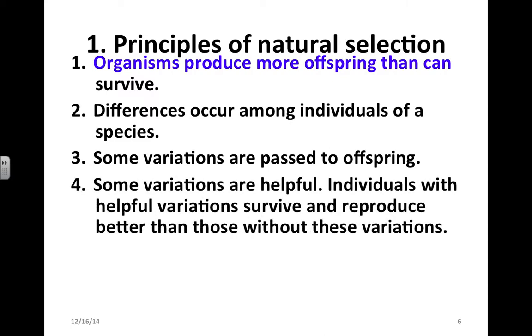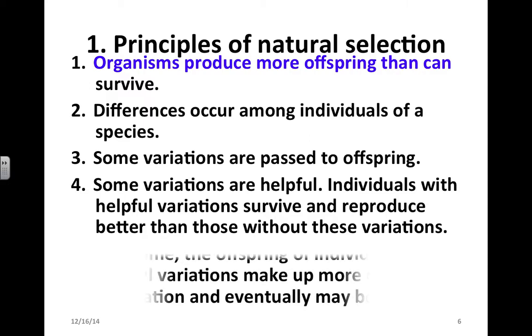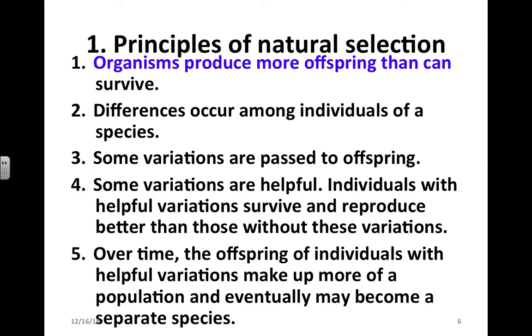And then some of these variations are helpful. Which ones? The ones that are best suited to the environment. Individuals with helpful variations survive, and they reproduce better than those without these variations. Over time, the offspring of these individuals with the helpful variations will make up more of the population. And if this just keeps on going and going and going, then eventually they may become different enough that they actually become a separate species.